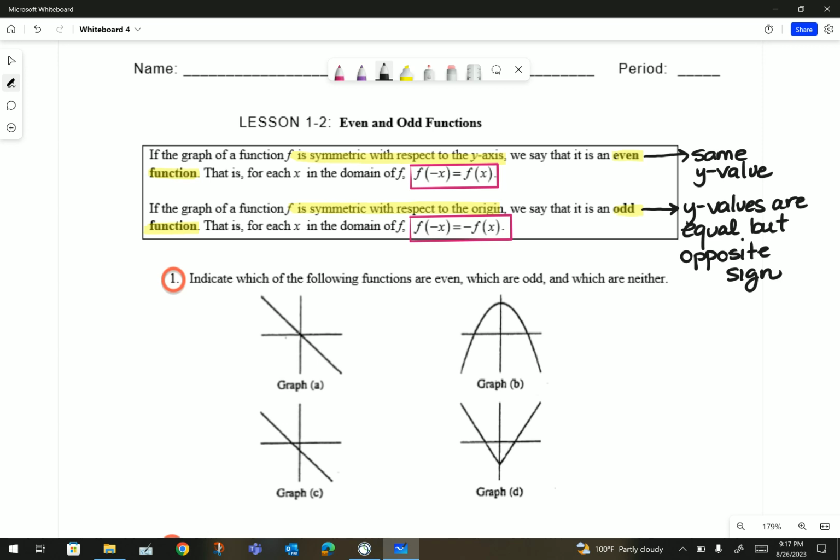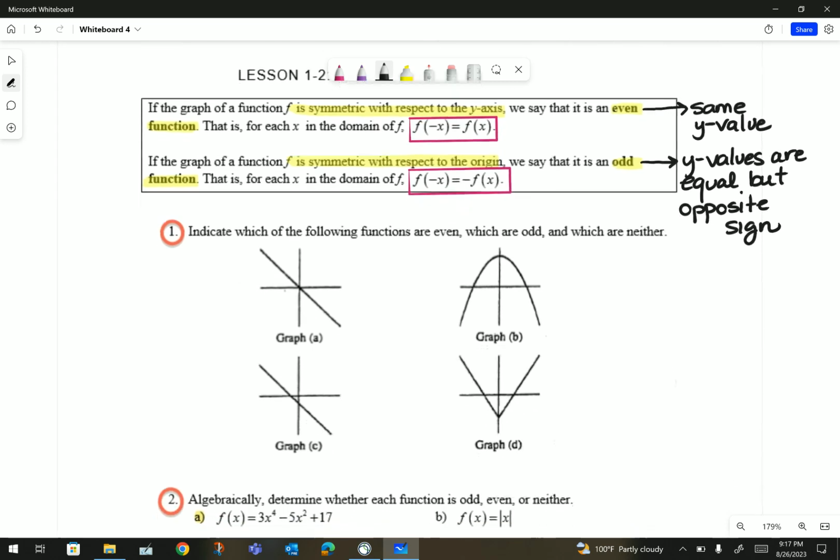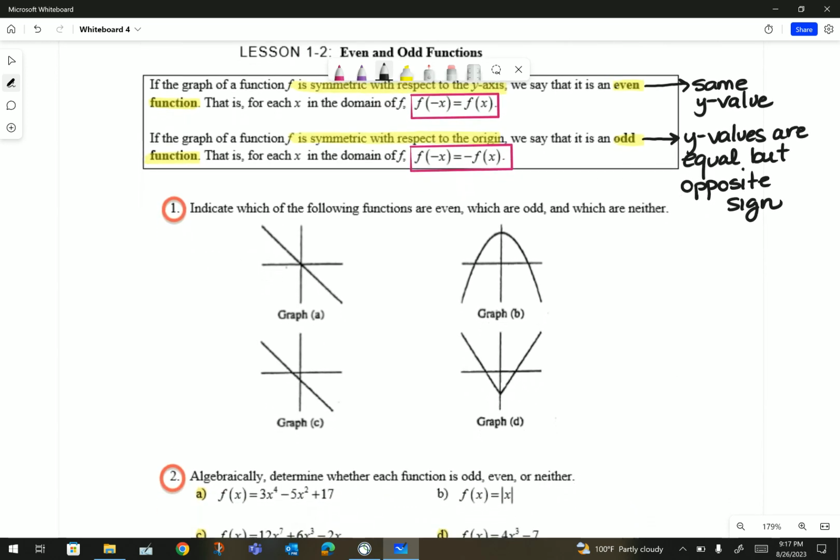Looking at problem number 1, there are 4 graphs, and before we started this lesson, you were supposed to look at a Desmos activity that helped you practice identifying even and odd function symmetry. If you haven't done that Desmos activity, go ahead and do that and then come back here. Pause the video regardless, because I want you to write out the answers for A, B, C, and D, and then come back to me.